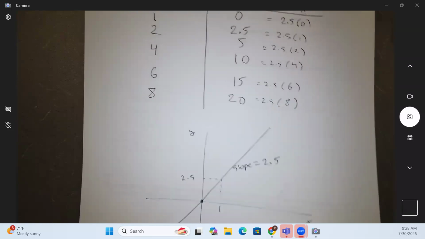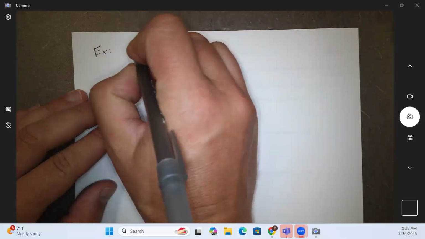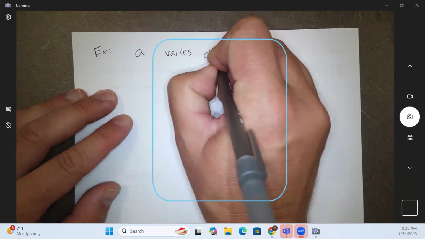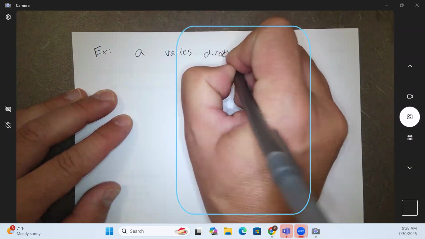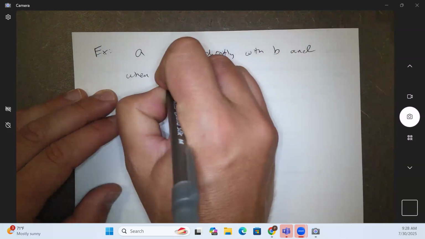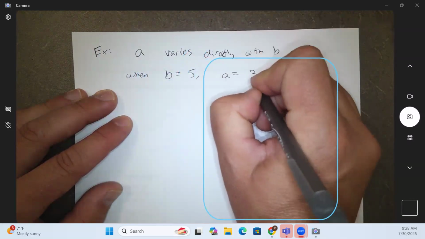That's direct variation. Here's a type of question you might see in your homework. So I want to show you, not because I think these are super awesome questions, but they do appear sometimes. Let's see. A varies directly with B, and when B equals 5, A equals 30.